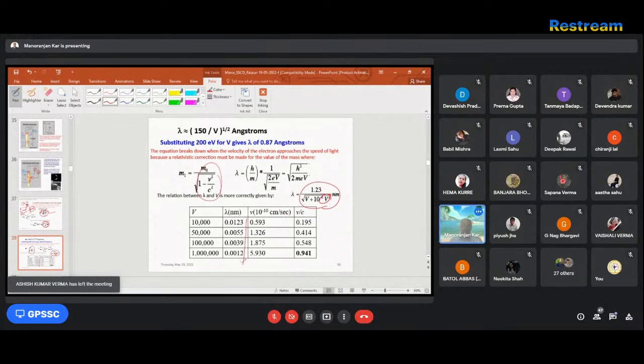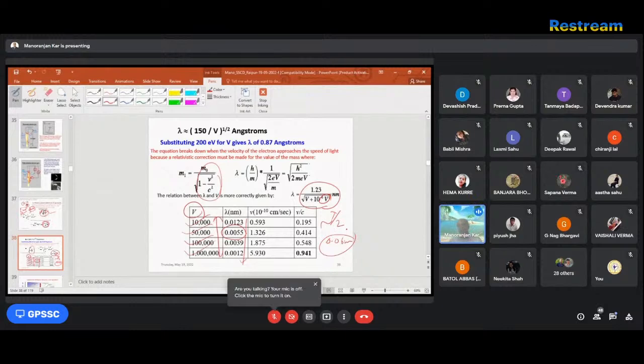You see that the lambda, even with 50 kV, is less than that of X-rays. So the wavelength you can tune depending upon the voltage: 10 kV, 50 kV, 100 kV, 1000 kV. With the voltage I can control the wavelength, so what will happen to my resolution? Resolution is close to lambda by 2, less than lambda by 2, but close to lambda by 2. So even with a 10 kV electron, if I can do the microscopy, I can get 0.06 nanometer resolution. What is the length scale? It is the atomic length scale, even at 10 kV.